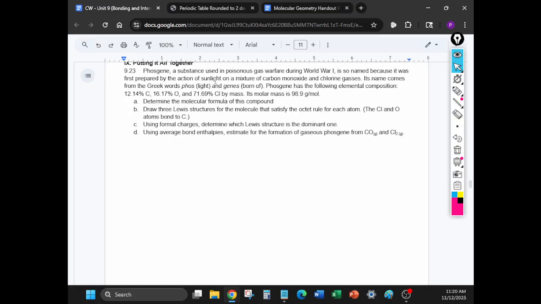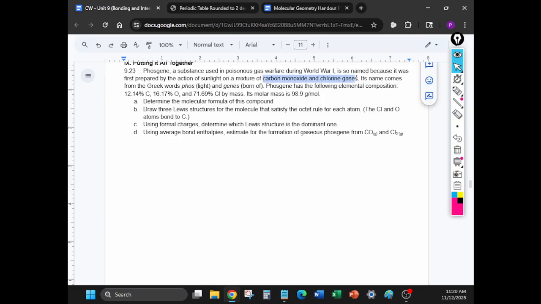So this is an example of a problem that puts together everything that we've learned from this unit, but it also puts together some of the things that we learned from previous units. So it's a lot of fun. We're going to do part A together because it's been a while since we did this type of problem. Let's look through the description. It says phosgene, a chemical we probably don't know. It's a substance used in poisonous gas warfare during World War I. Very interesting. It is named because it is prepared by the action of sunlight on a mixture of carbon dioxide and chlorine gases.